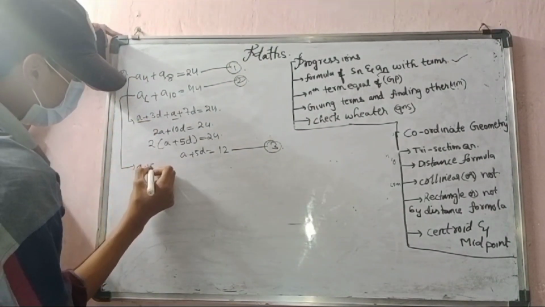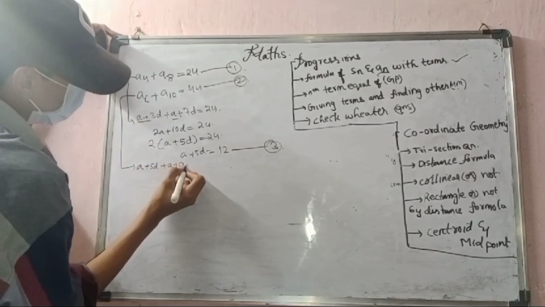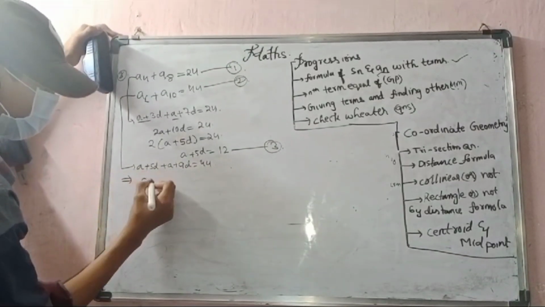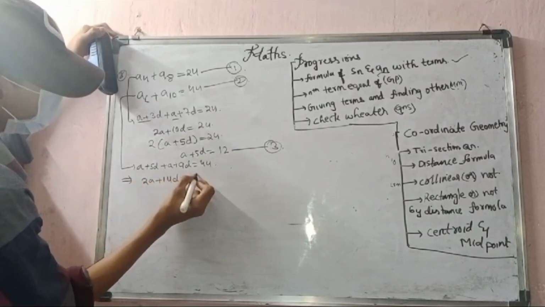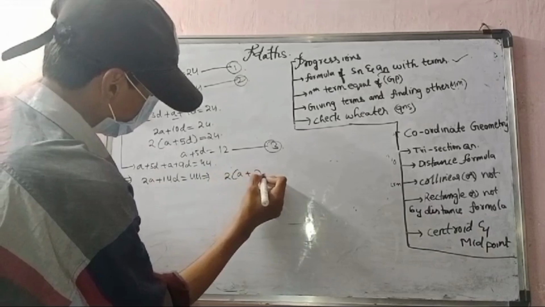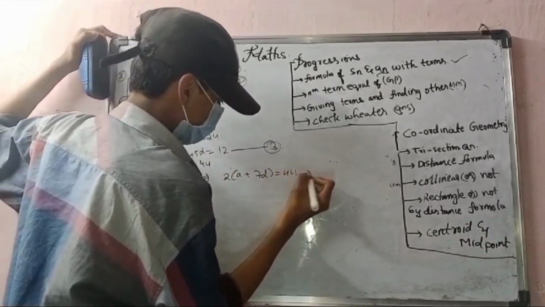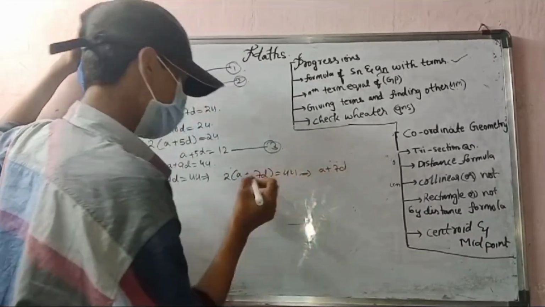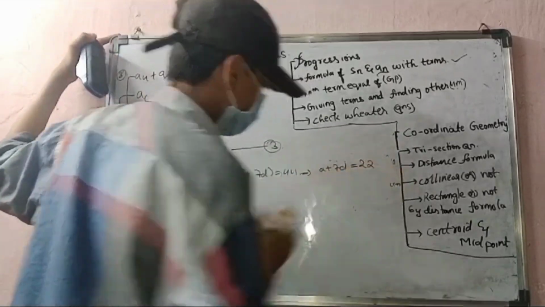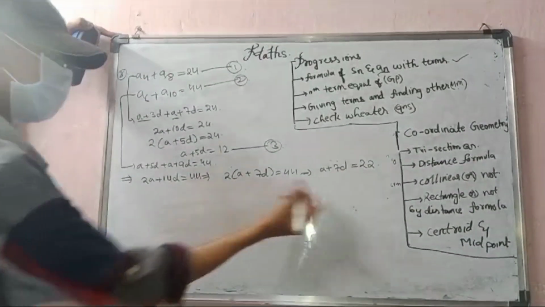A plus 5D plus A plus 9D equals 44. Okay, now what will come? 2A plus 14D equals 44. Just I'm handling, that's why I'm writing here. Okay, so taking 2 common, 2 into A plus 7D equals 44, and here A plus 7D equals 44 by 2. What is 44 by 2? 22. Yes. Now this is equation 4.